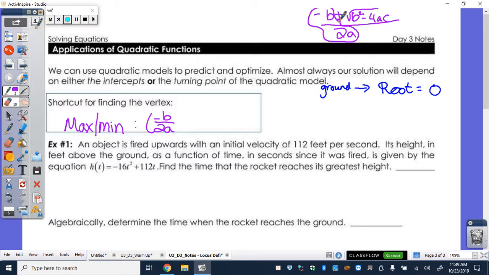That always answers the time question. When does it reach its maximum height? When does it reach its maximum profit? How long does it take to get the maximum whatever? That is your -b over 2a.